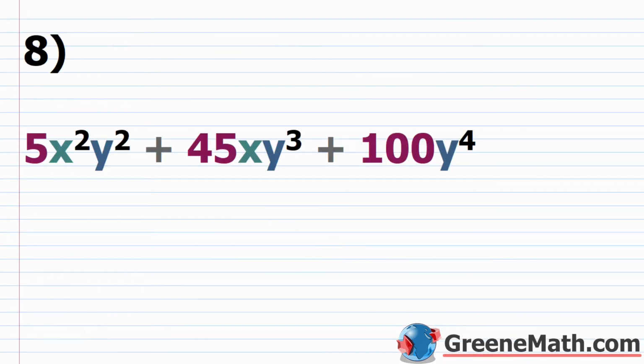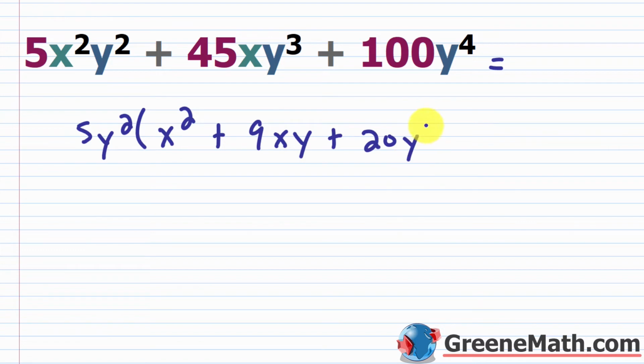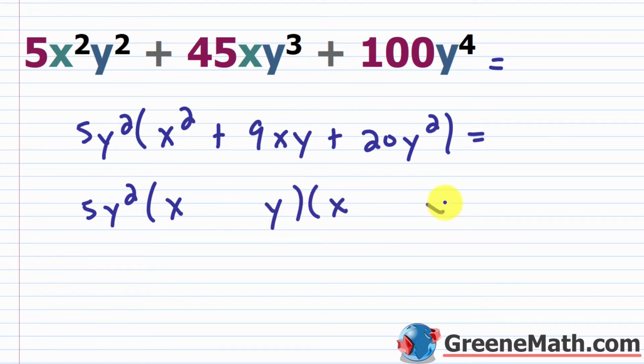All right, let's look at problem number 8. So we have 5x squared y squared plus 45xy cubed plus 100y to the 4th power. All right, so again, this is where I can just pull out a GCF. In this case, it looks like I can pull out a 5y squared. So 5y squared. So you'll have x squared plus, this is going to be 9, and then you're going to have xy, and then plus, you're going to have 20y squared. So same deal as before. Let me write the 5y squared out in front. I'm going to put an x, I'm going to put a y, I'm going to put an x, I'm going to put a y. Everything's positive, so let me put plus and plus.